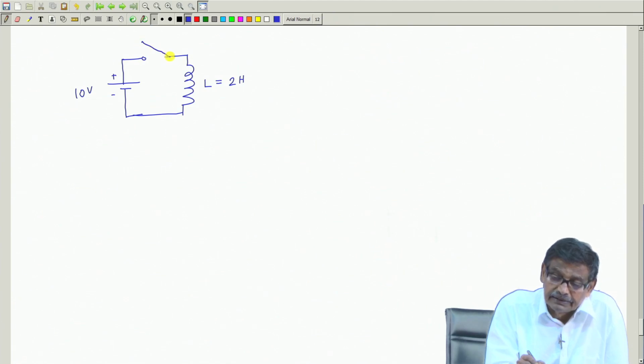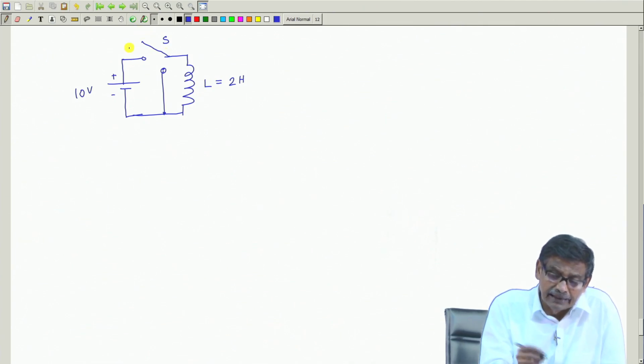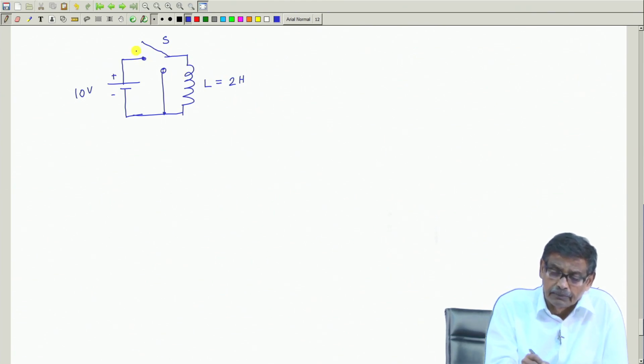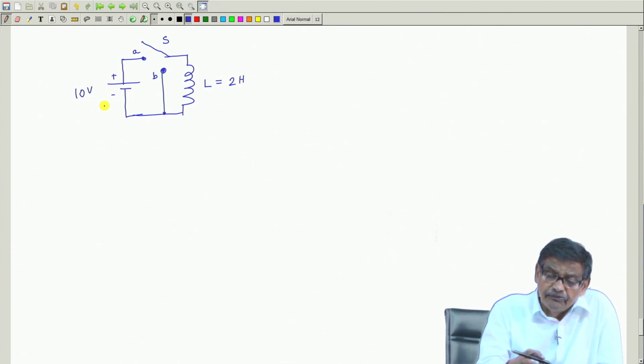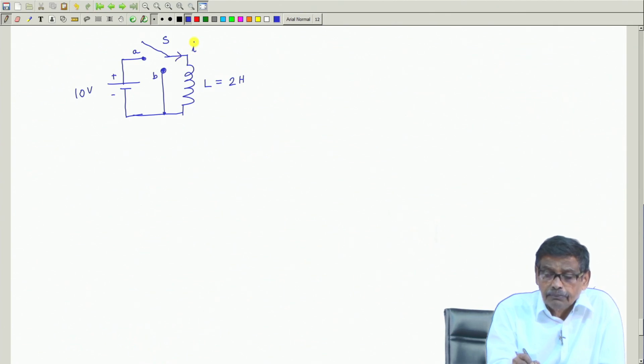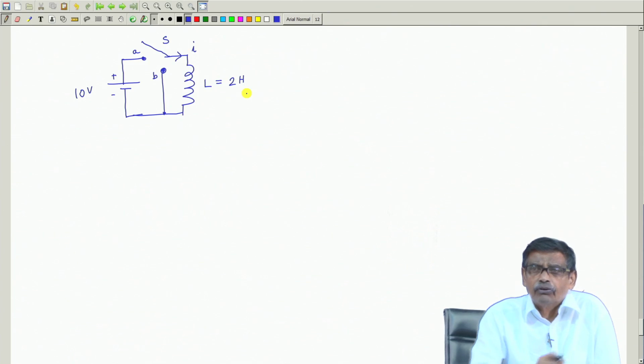Here is a switch and here is another just wire having no resistance. This switch can be moved, has 3 positions. One is in this position when this terminal is suppose A, this terminal is B. S is neither connected to A nor to B. If this circuit is left like that, what will be the current in the inductor? 0, open circuit, how current can flow. That is, I have not applied across the inductor any voltage before that.